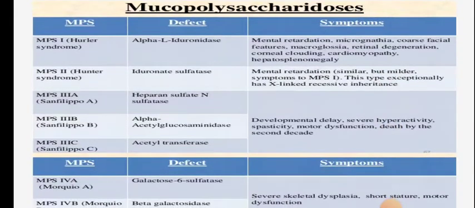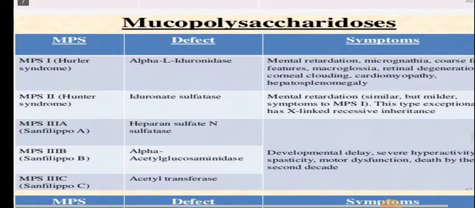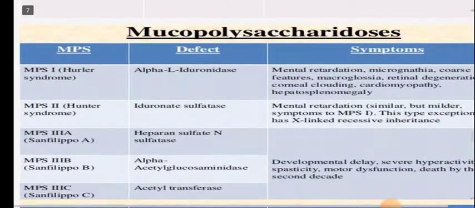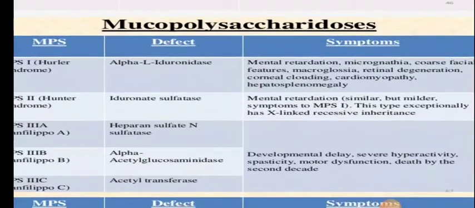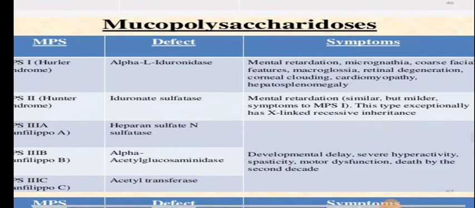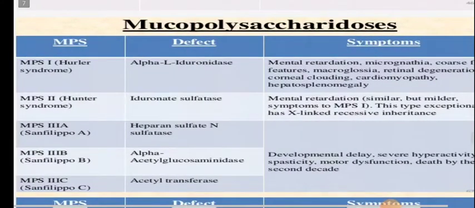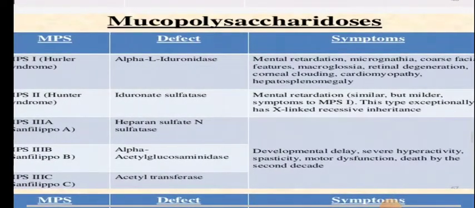Then in mucopolysaccharides, the MPS 1, MPS 2, MPS 3, 3B, 3C, like this. So what changes are there in the carbohydrate pathway? We are observing mental retardation, then other features like macroglossia, retinal degeneration, then in type 2, Hunter syndrome, it is due to iduronate sulfatase deficiency, with mental retardation similar, and this type.